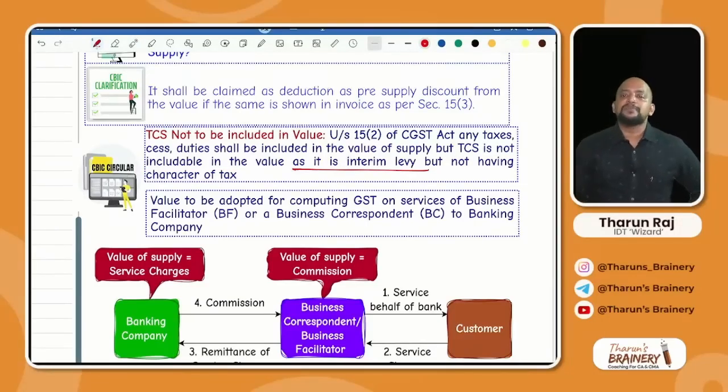Interim levy means what? Stopgap arrangement. Why will they levy it? If you are able to buy a car, 1% is 10,000. 1% is 10,000 means 100% is how much? 10 lakhs. When you are able to buy a car for 10 lakhs, what is your source of income? From where you got the money? To find that source of income only they will be levying this. That is an interim levy, but not having the character of tax, so it should not be included.